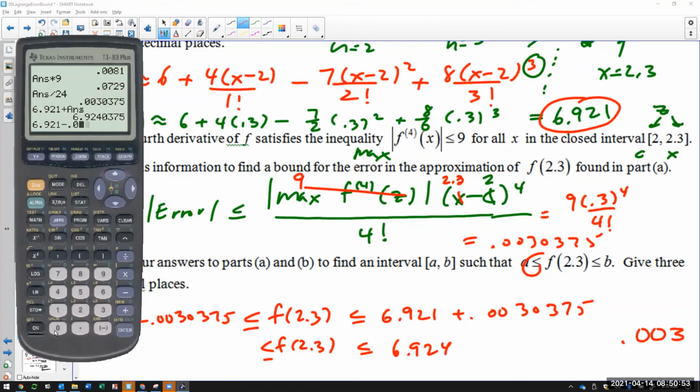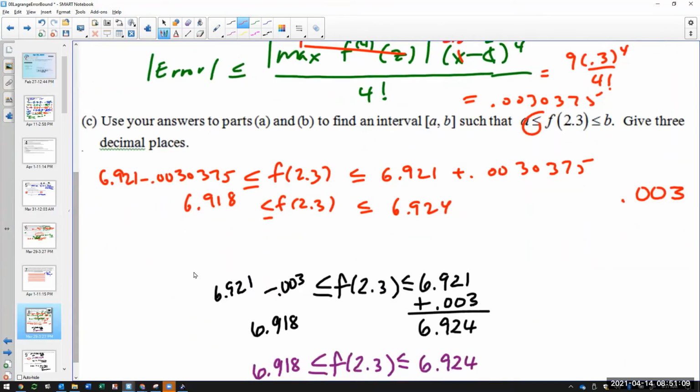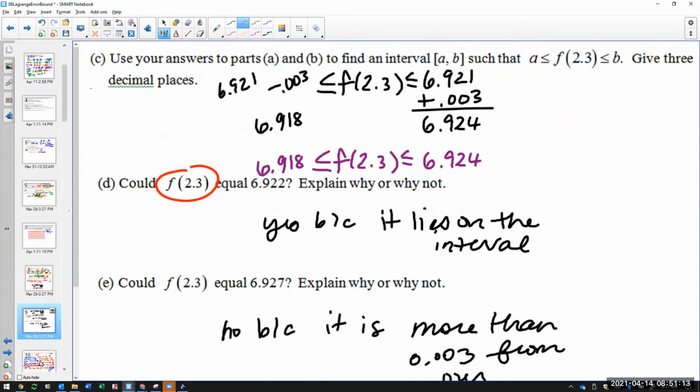Okay, 0.0030375. 6.917. Okay, so remember you can truncate or you can round correctly. Guys, that truncating thing, I kind of feel like that's an AP thing. I feel like college professors would want you to round correctly. I would, but you can also truncate or round correctly on the AP test.